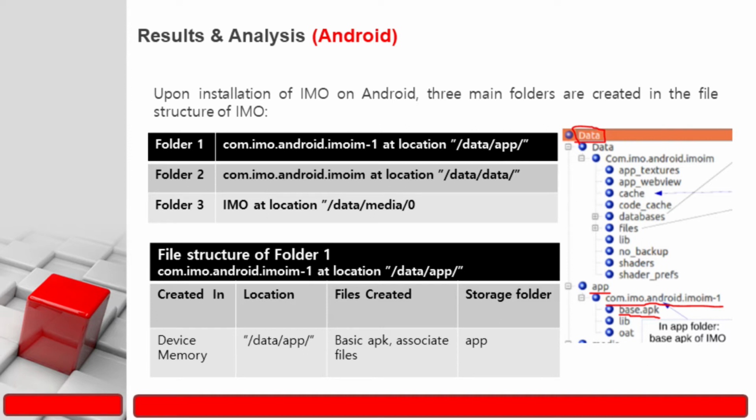Upon installation of IMO on Android, there are three main folders created in the file structure of IMO, mentioned here. Let's start with the first folder. The file structure of folder 1, that is com.imo.android.imo.im-1 at location data app. It is basically created in device memory, inside data, and we have the app folder inside it. This folder is created, and the files created inside that folder are basically the IMO application APK and associated files. At the right side we can see the pictorial information of that folder.